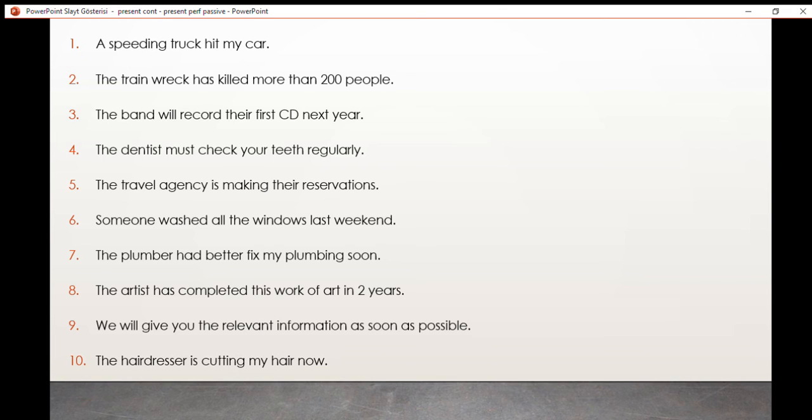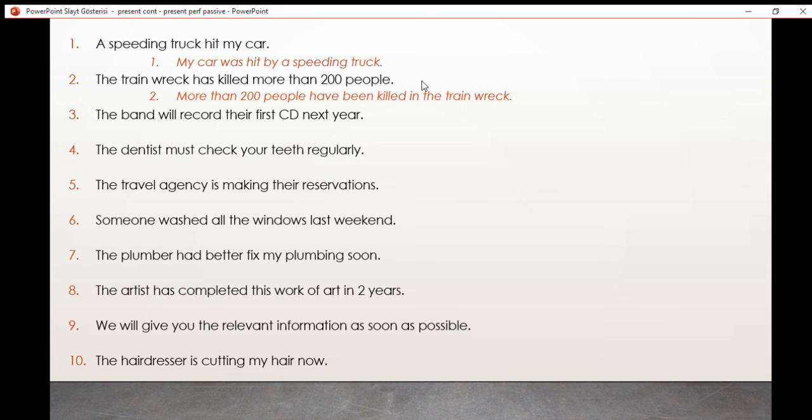Let's check together. A speeding truck hit my car. My car was hit by a speeding truck because this is simple past and this also is simple past. The train wreck has killed more than 200 people. More than 200 people have been killed in the train wreck.